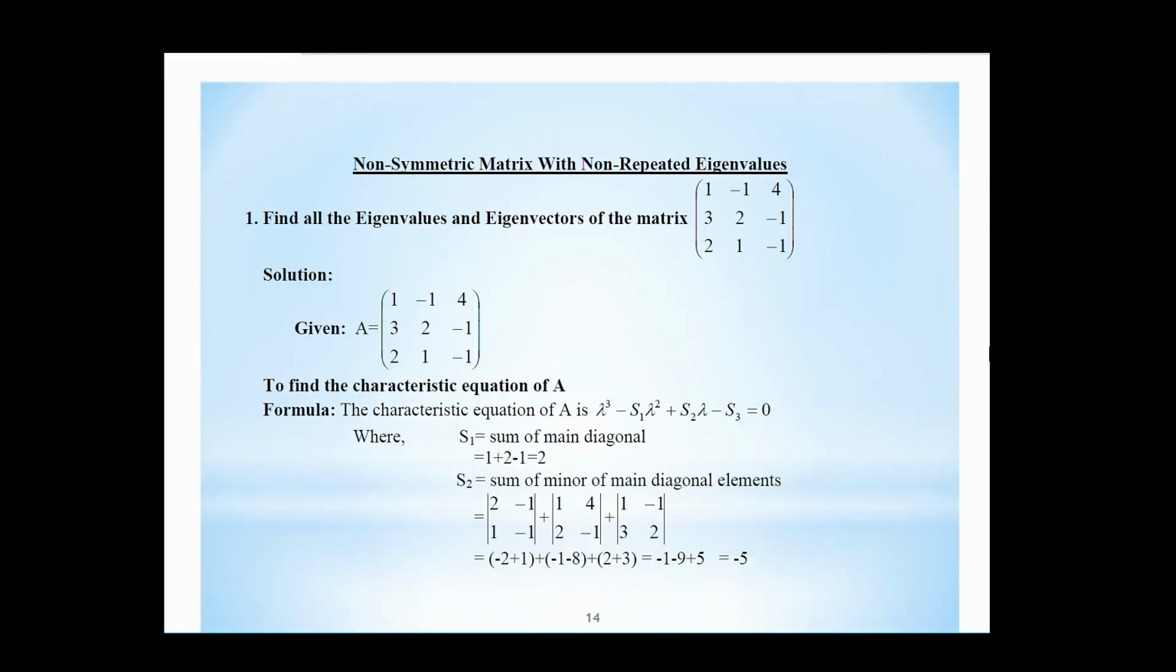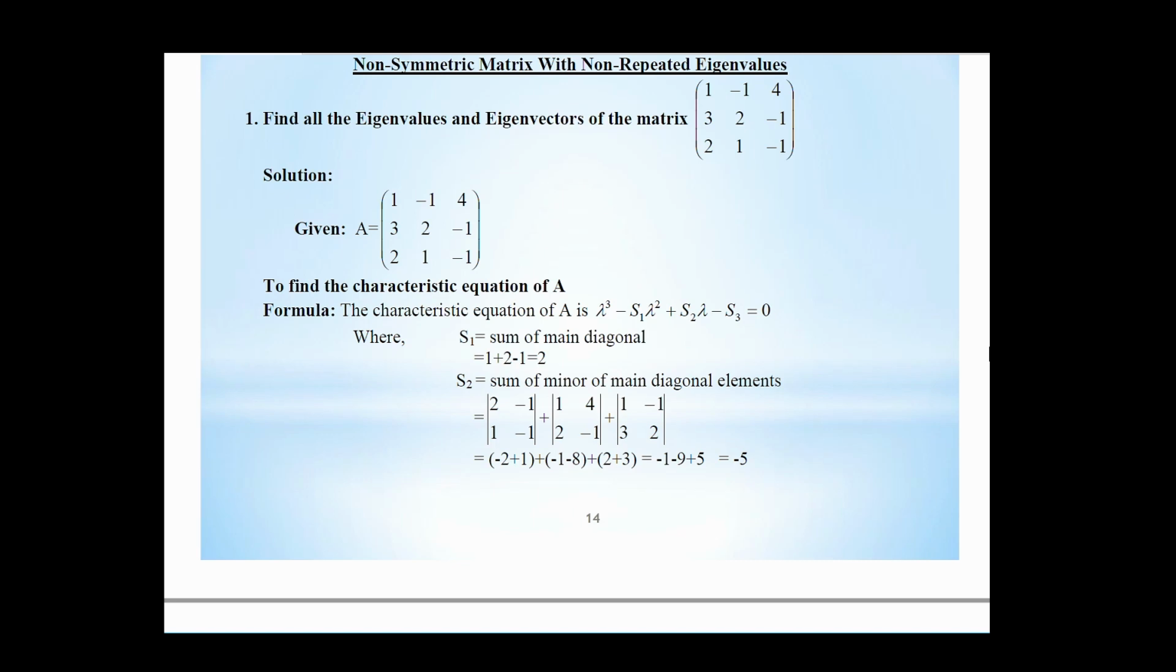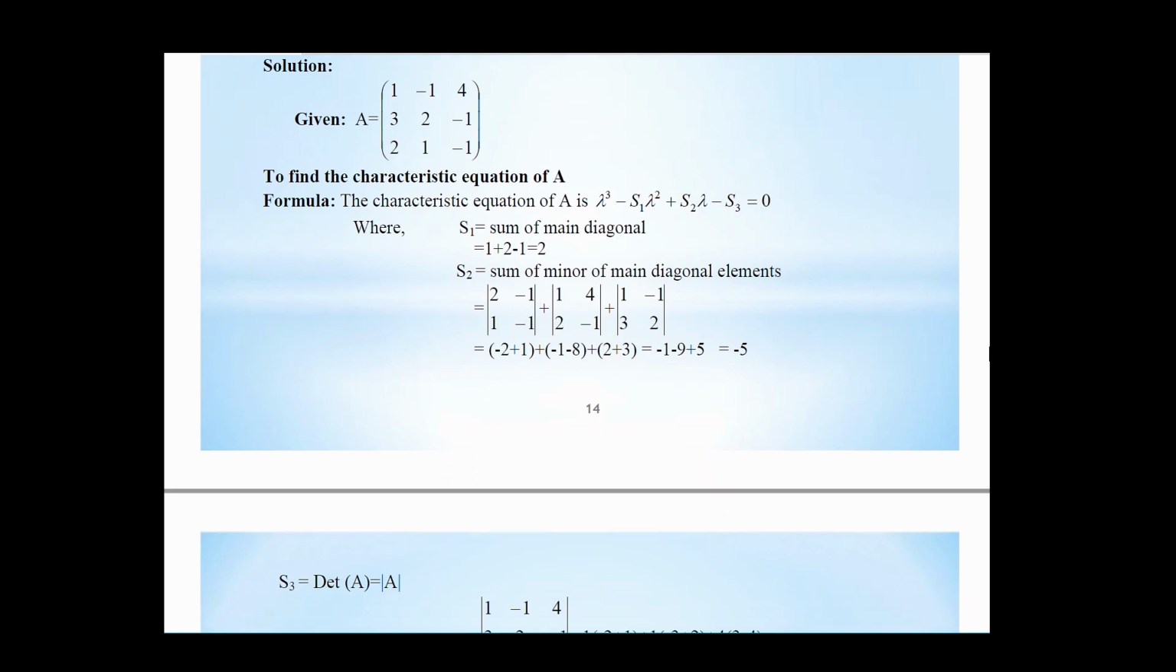Now some more examples, where we deal with a non-symmetric matrix whose eigenvalues are not repeated. Find the eigenvalues and eigenvectors of the matrix 1 minus 1 4, 3 2 minus 1, 2 1 minus 1. As usual, we initially write the characteristic equation of the given matrix, that is lambda cube minus s1 lambda square plus s2 lambda minus s3 equal to 0.